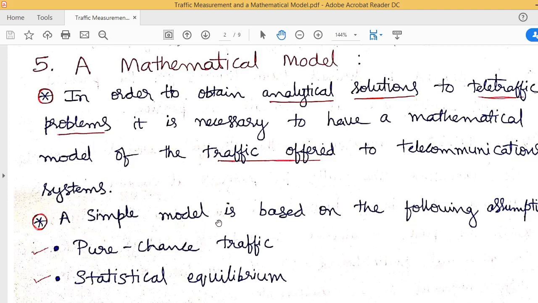A simple mathematical model is based on the following assumptions. These two assumptions must be satisfied by a telecommunication system to give the required analytical solutions in the form of a mathematical model for traffic. These two assumptions are pure chance traffic as well as statistical equilibrium.